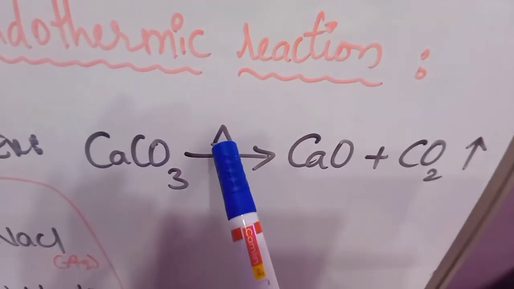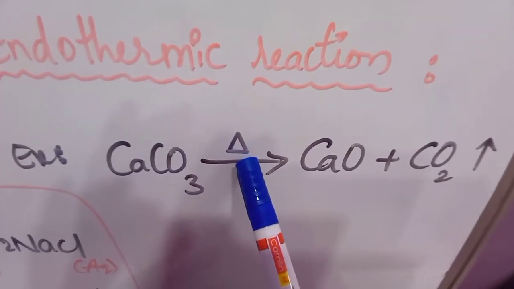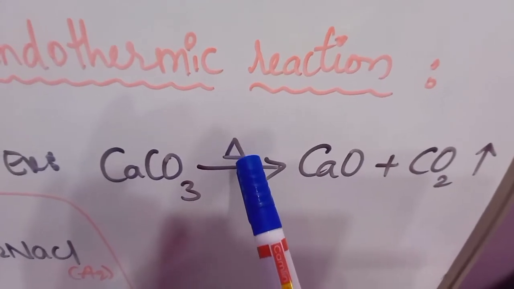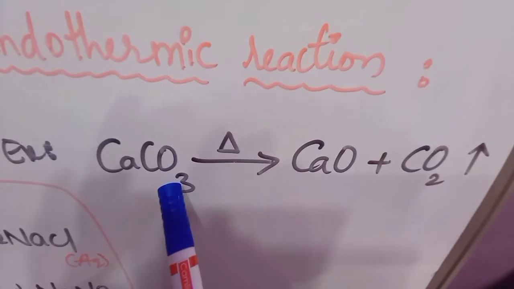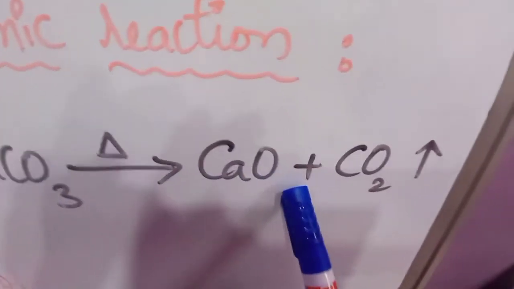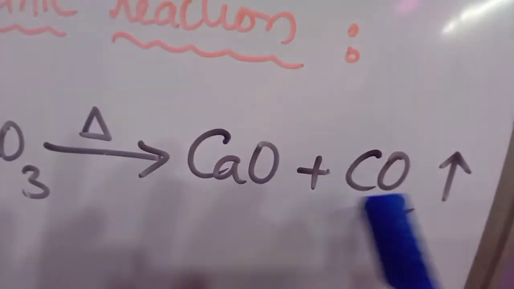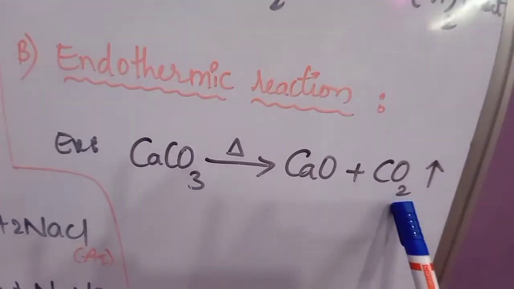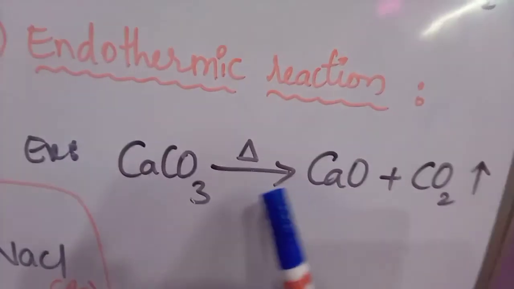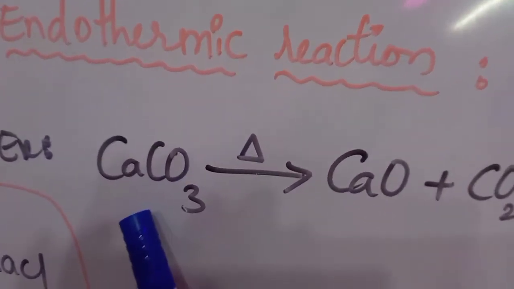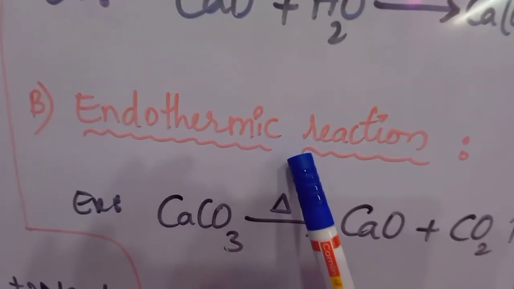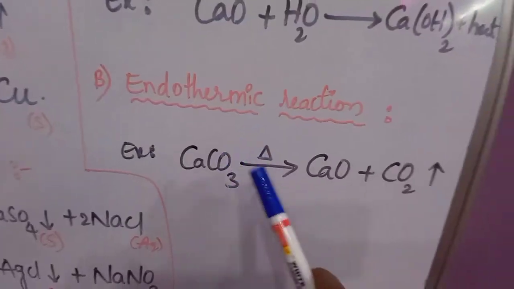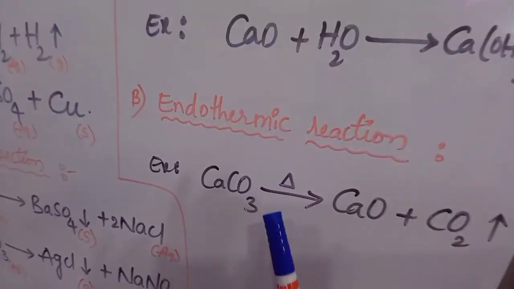And upon the arrow mark we will write a triangle. This triangle indicates the heat energy. If we supply the heat energy, this calcium carbonate, limestone, undergoes decomposition, means breaks down, and gives two products, that is quicklime and carbon dioxide. So this is an endothermic reaction, as this reaction takes place only when you supply the heat energy. Calcium carbonate absorbs the heat energy and forms two different products here. No heat energy, then there is no reaction.